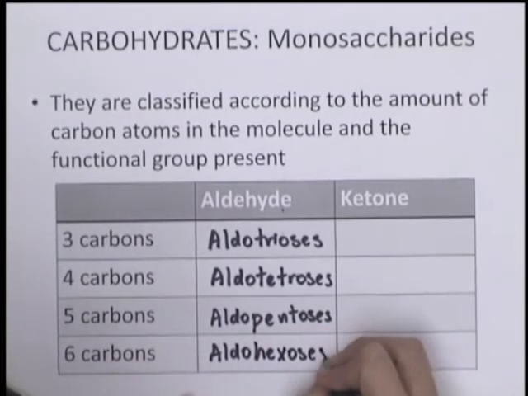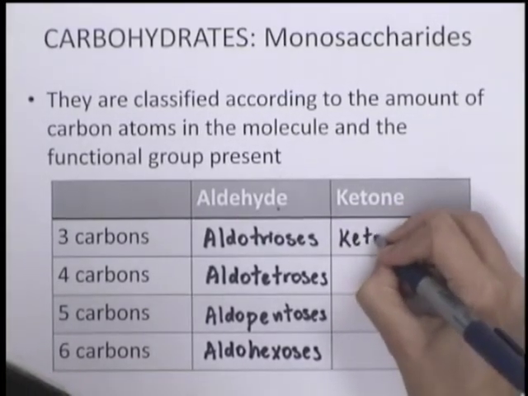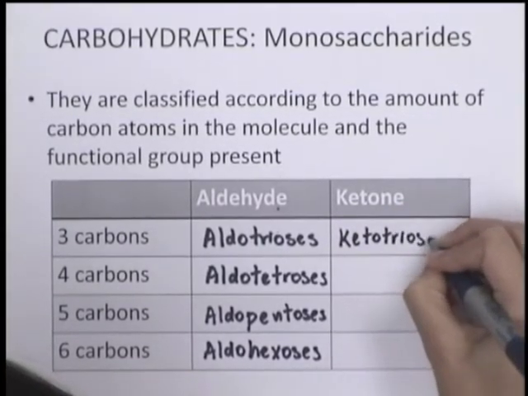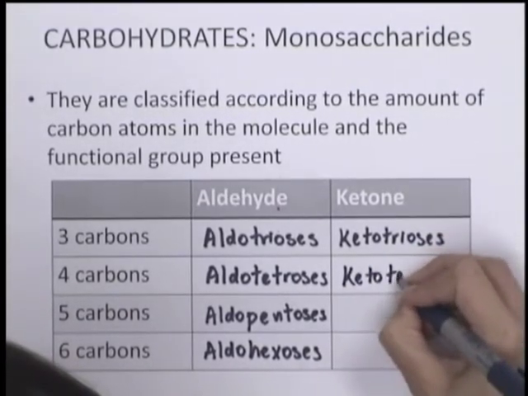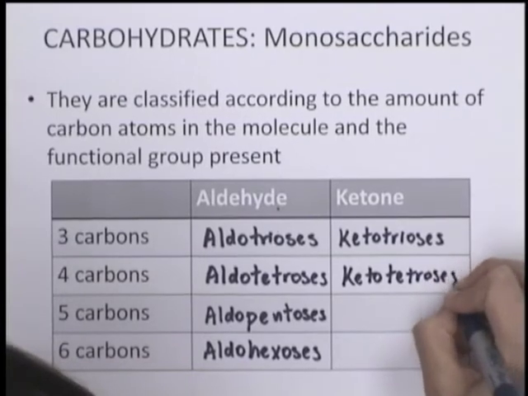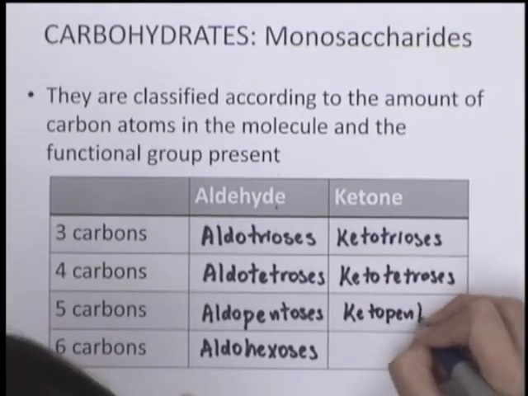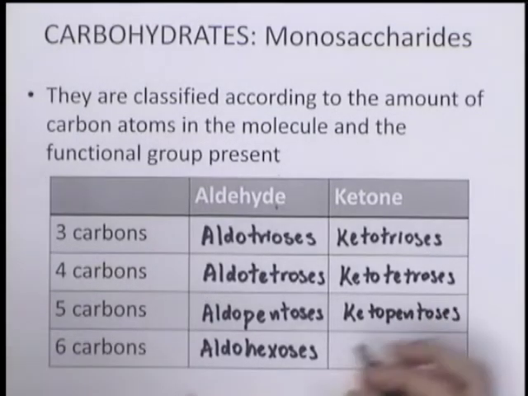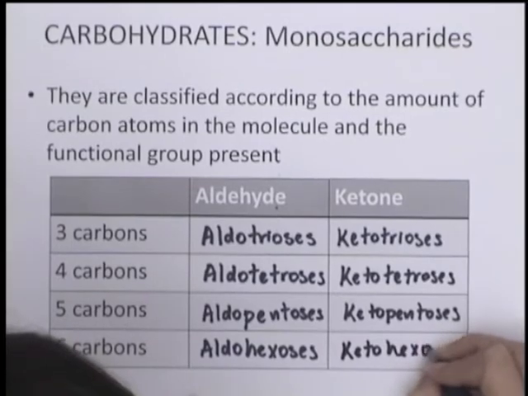aldohexoses. When we have ketones with three carbon atoms, we call them ketotrioses. With four carbon atoms, ketotetroses. With five carbon atoms, ketopentoses. And with six carbon atoms, ketohexoses.